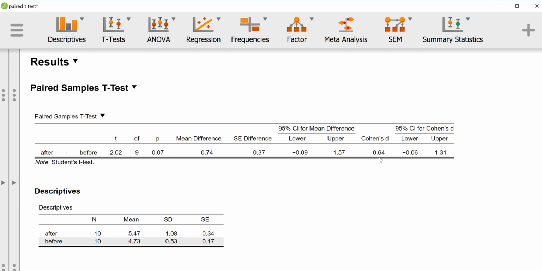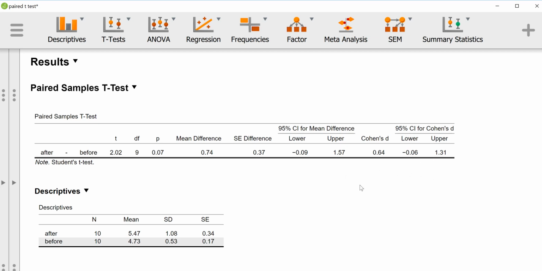JASP computes this by taking the mean difference and dividing it by the standard deviation of the difference. The standard deviation of the difference is not given in this output, but if you were doing this by hand, you would have that along the way as you were computing the standard error of the difference. We also have a confidence interval for Cohen's d, which here includes 0, another indication that we aren't certain that there is a difference between before and after levels of mathematical self-efficacy.